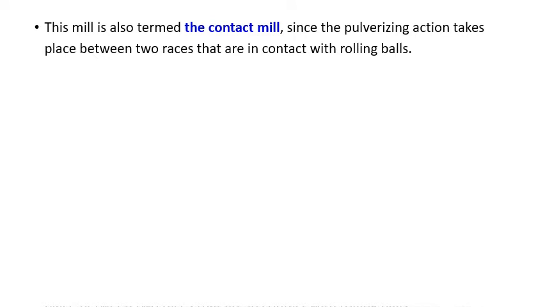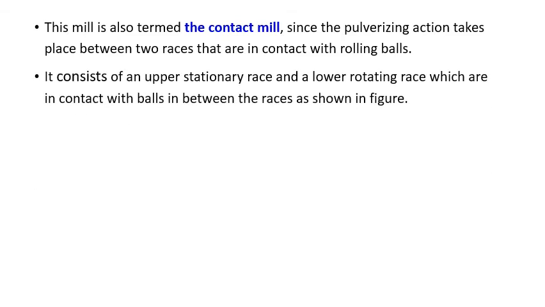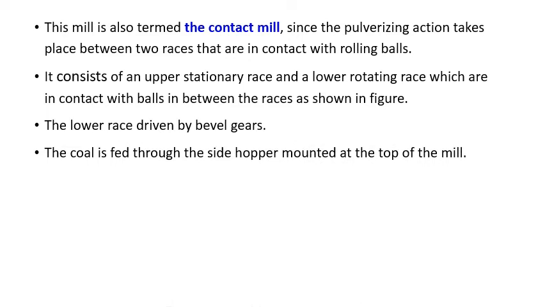Let us see the features. The mill is also termed as contact mill and it works with two races. As already discussed, it consists of an upper stationary race and a lower moving race. The lower race is driven by the bevel gear, and coal is fed through the side hopper, which is mounted at the top of the mill.